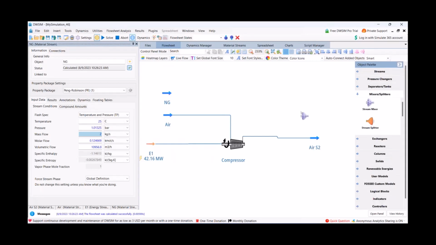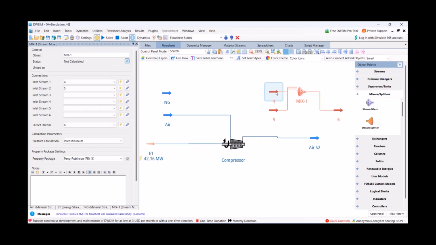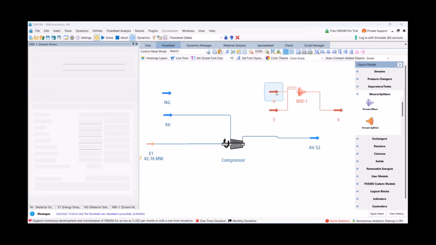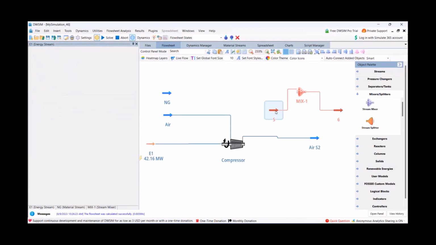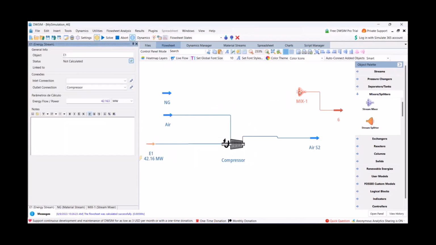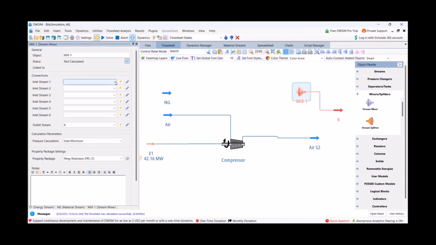Now we need to mix both streams. We need to delete these auto-generated streams 4 and 5. And we need to connect air stream 2 and natural gas here. And outlet stream 6 is fine.